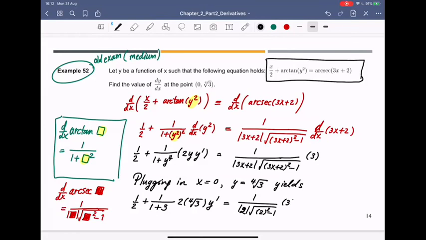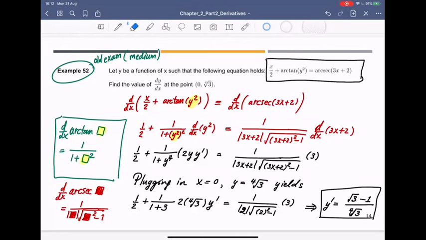And then 3 here. So after I simplify this, I'm going to have y prime equal to the square root of 3 minus 1 over the 4th root of 3. Well, you can do that by yourself because this is just algebra. That's it. Well, not that hard, but it uses the idea of implicit differentiation as well.